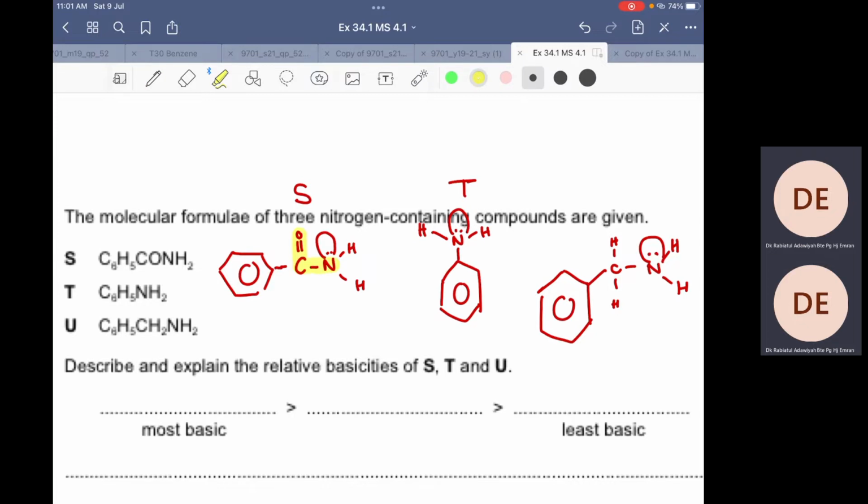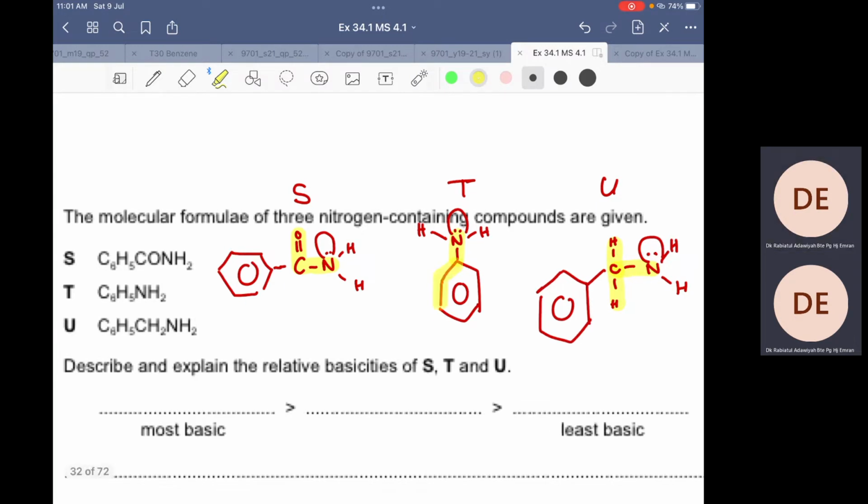So for S, the nitrogen is directly attached to C double bond O. For T, the nitrogen is directly attached to the benzene ring. For U, the nitrogen is directly attached to a CH2 group. So you can see that only in T, the benzene would have an effect on the lone pair of electrons, whereas in S and U, the benzene rings are not directly attached to the nitrogen, so they don't have a lot of effect there.